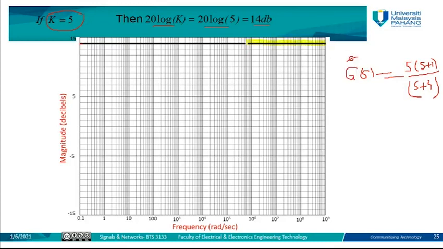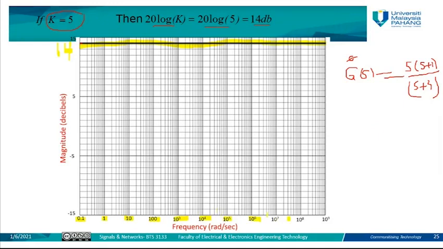This represents our Bode plot for the gain here, at the 14 dB point. This is for the gain. We call it magnitude in dB. Then we want to draw the frequency representation: 0.1, which is 10 to the power of negative 1, then you have 1, then 10, 100, 1,000, 10,000, 100,000, million, and so on.